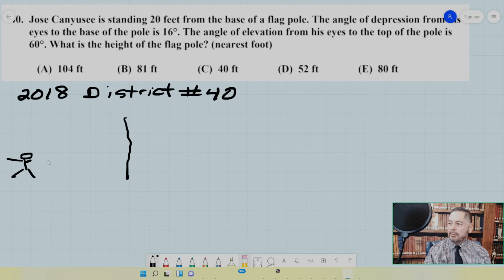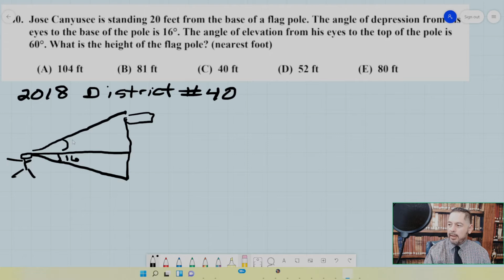And it says, so remember, it's always from the horizontal. So I'm drawing Jose's eyesight to the flagpole. And it says the angle of depression from his eyes to the base is 16 degrees. So right here, I have 16 degrees. And it says the angle of elevation from his eyes to the top of the pole is 60 degrees. So I should probably draw that higher. And you have 60 degrees. Of course, this is not to scale. It says, what is the height of the flagpole?